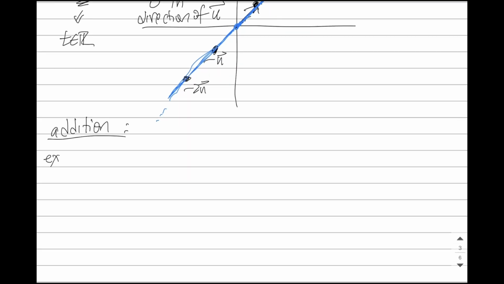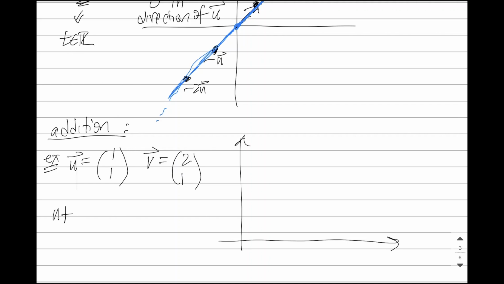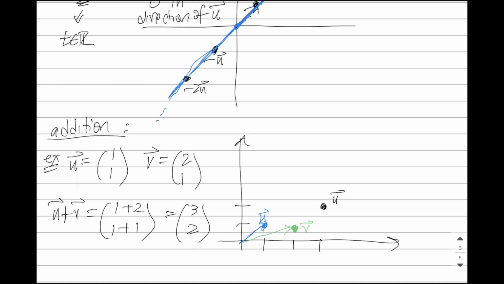Now, if I were to do addition, so if I were to say that u is, again, 1, 1, v is 2, 1, so u plus v, as we know, it's going to be 1 plus 2, 1 plus 1, I'll get 3 and 2. So I'm not just interested in the final answer, but I want a way to get to that final result by doing something geometric. So here's the vector u, here's the vector v. I have to end up getting to 3 and 2. So I have to end up getting to here.